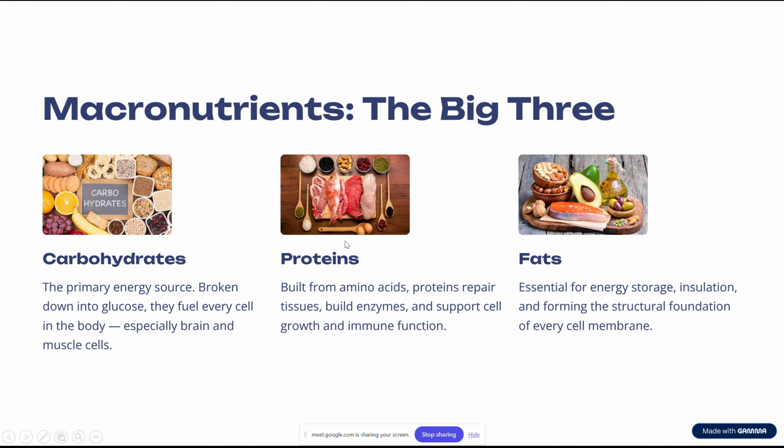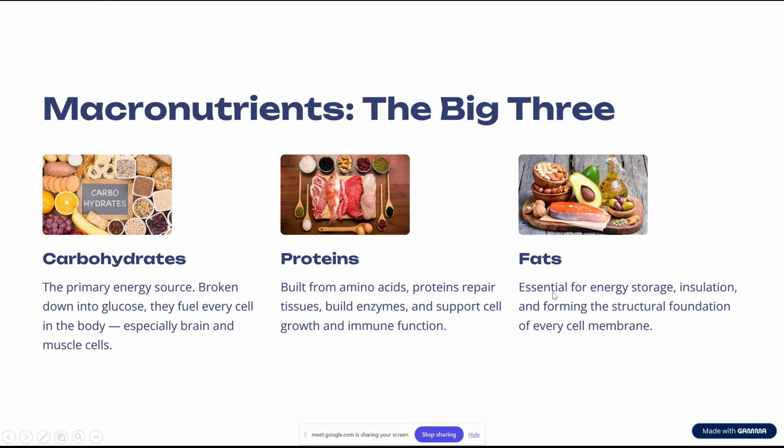to go off. So proteins, which are built from amino acids, repair tissues, build enzymes, and support cell growth and also immune function. All those things are protein functions. It's able to repair tissue, it's able to build enzymes because enzymes are also proteins, right? It's also able to support cellular growth and immune functions.